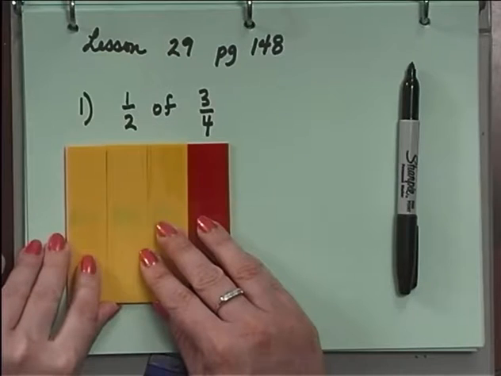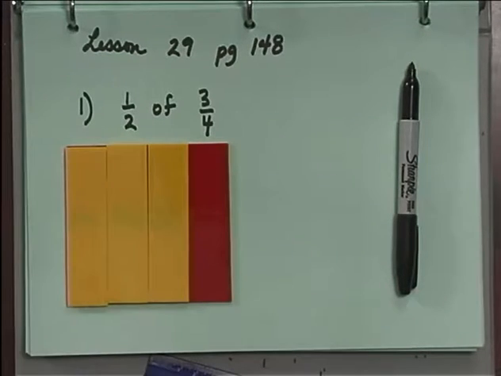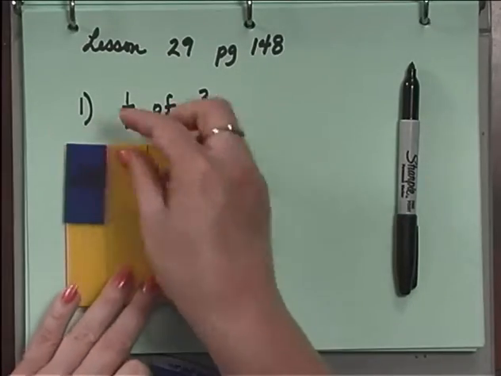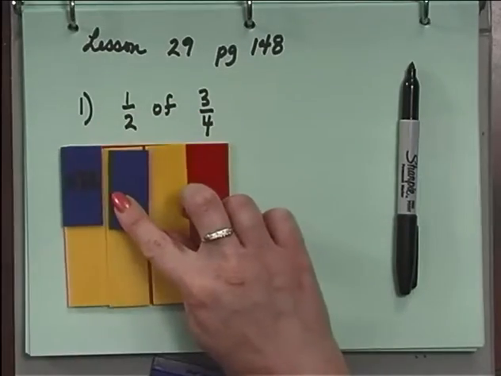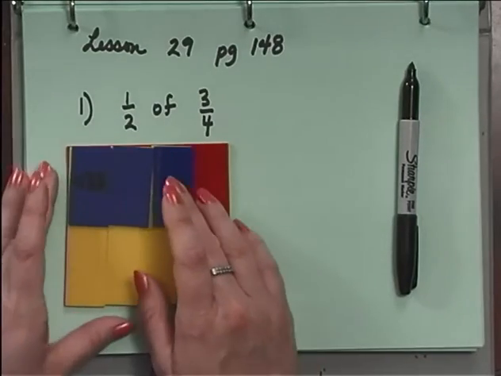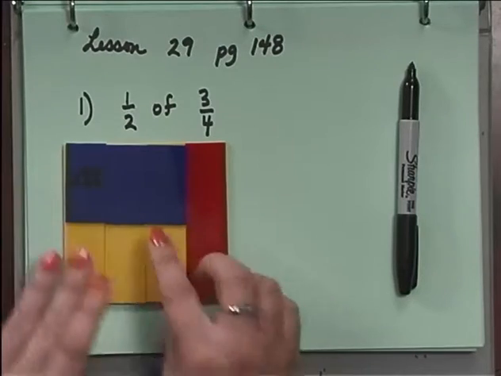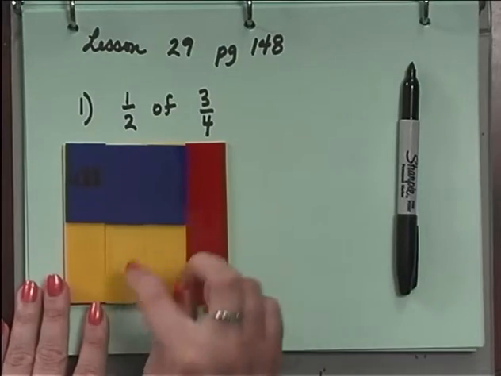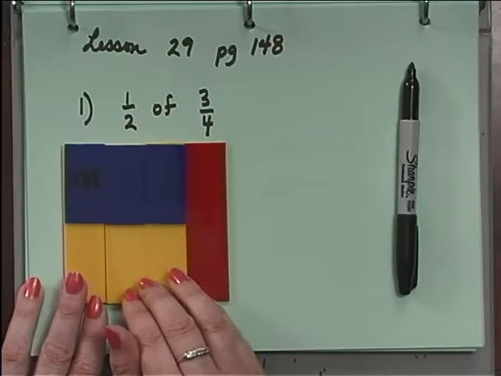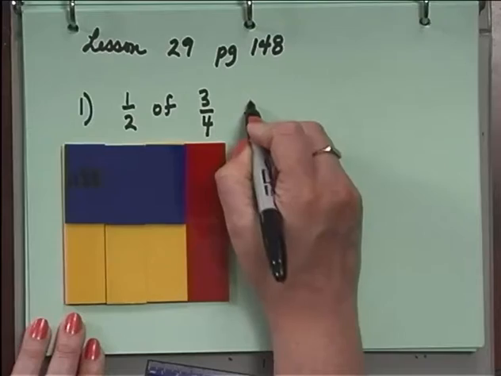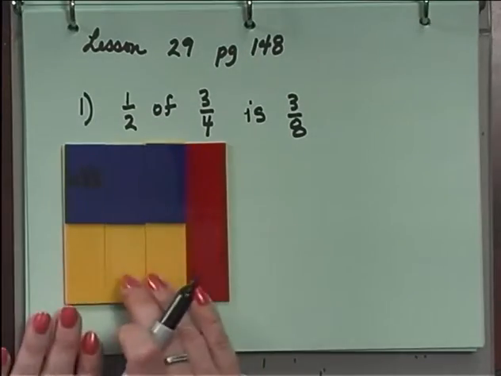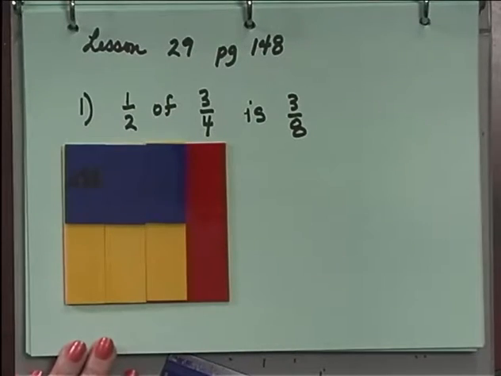And I want to know when would I have half of that? Well, notice that if I take each of my fourths and I divide them up into halves, like so, it would take 3 of my 1/8 pieces to have half of my 3/4. So then we would say that 1/2 of 3/4 is 3/8, because it takes 3/8 in order to cover half of 3/4.